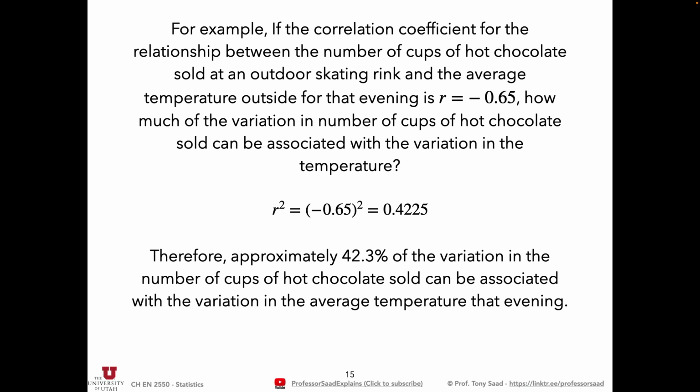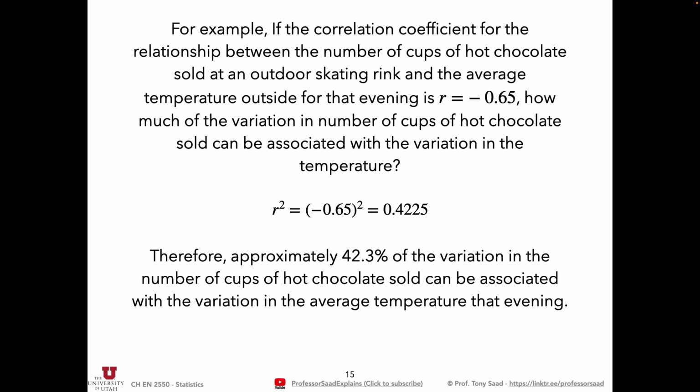And then, just from r, you can answer that question. If you take r squared, it gives you 42.25% as an answer. Then you could say approximately 42.3% of the variation in the number of cups sold can be associated with the variation of average temperature that evening. So almost 50% of your sales are affected by changes in the temperature. That's a big deal. So make sure you plan when you put your hot cocoa stand out.